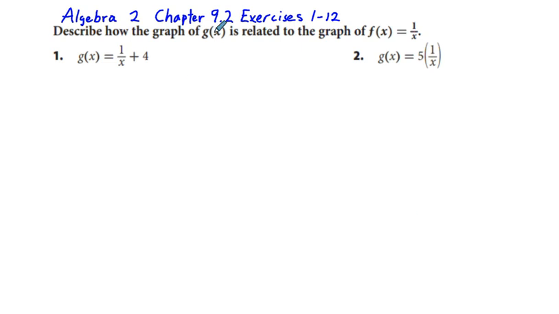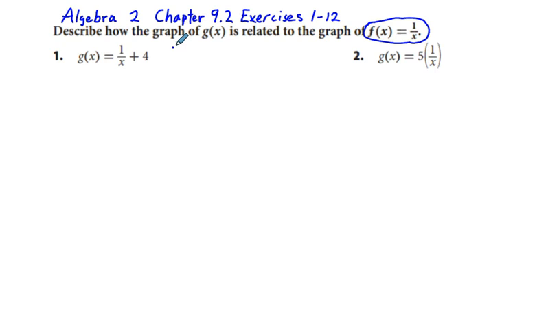Algebra 2, Chapter 9.2, Exercises 1 through 12. This set of exercises involves the parent rational function, f of x equals 1 over x, and we're going to perform transformations of this function.